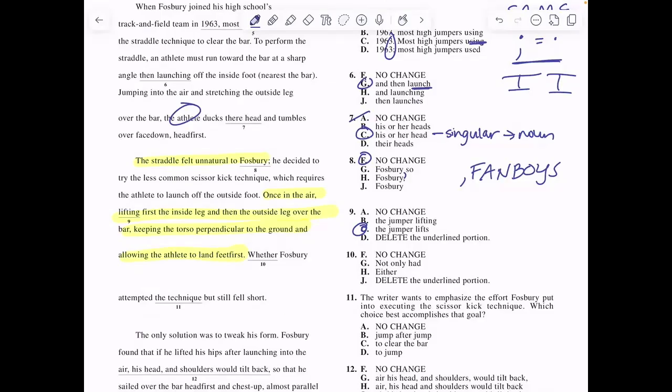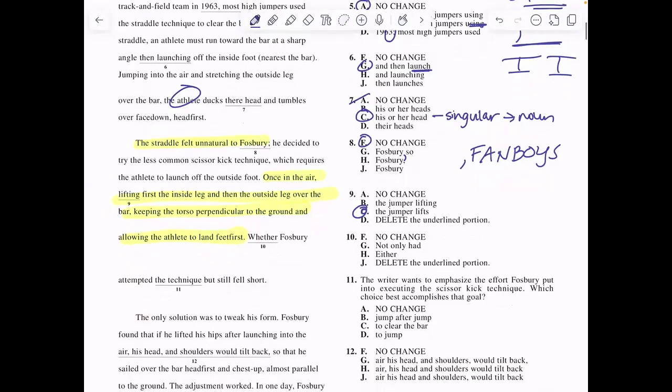Not too bad. 10, whether Fosbury attempted the technique but still fell short. I'm going to go J on this one. I mean, I definitely want to read it. I want to make sure it makes sense. But when you have these transition words, G is kind of weird.